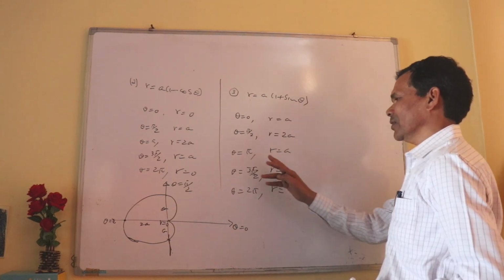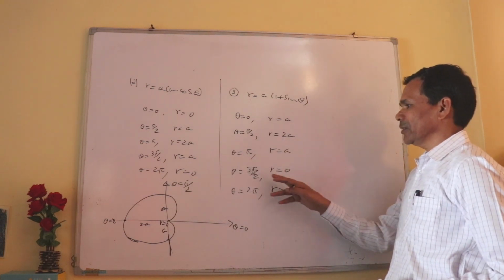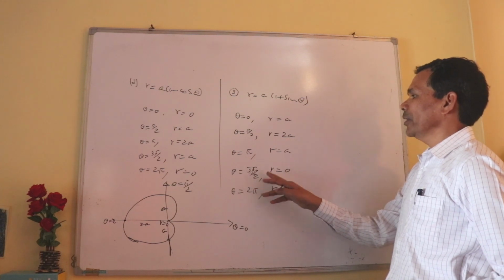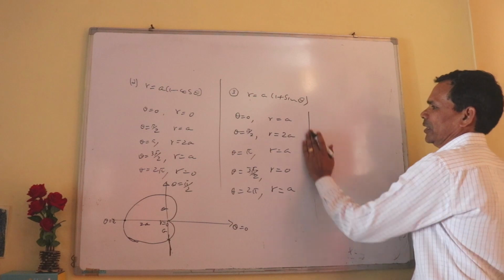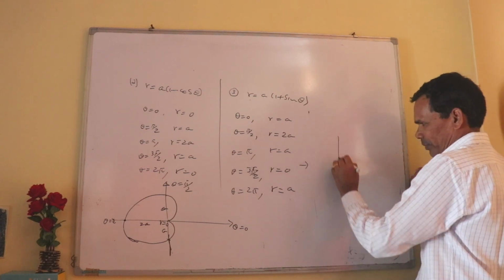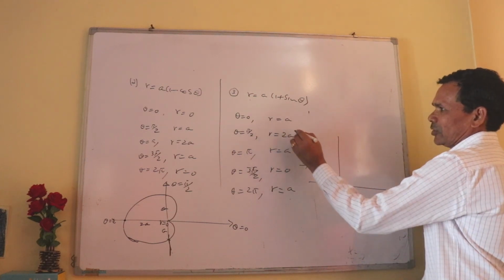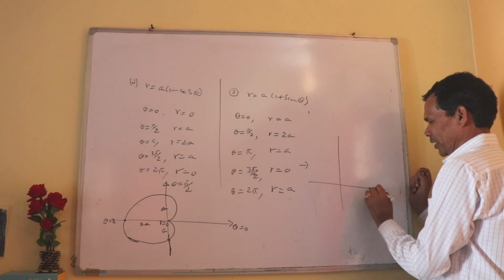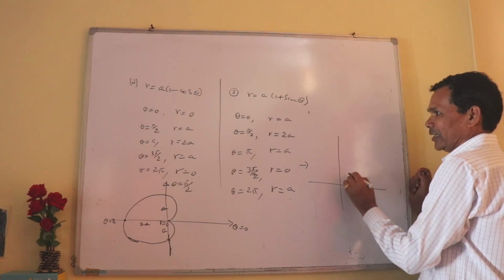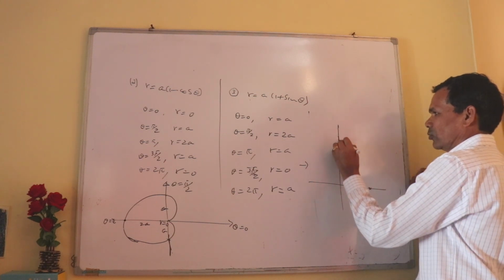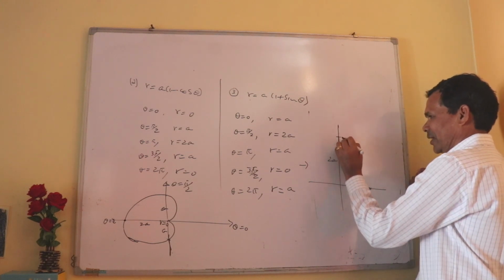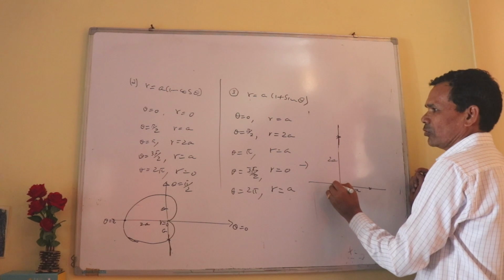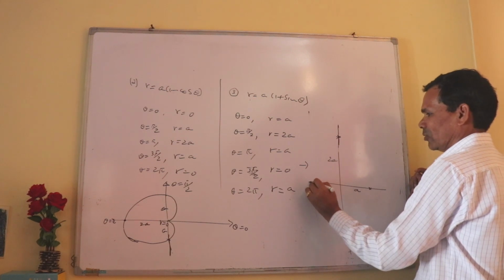So somewhat like this, theta is equal to pi, it is... theta is equal to 3 pi by 2, it is minus 1. So somewhat like this, and the shape of this particular curve would be something like this. Theta is equal to 0, r is equal to a is the first point. Theta is equal to pi by 2, r is equal to 2 times a. This length is a, this length is 2 times a, and theta is equal to pi, again r is equal to a.